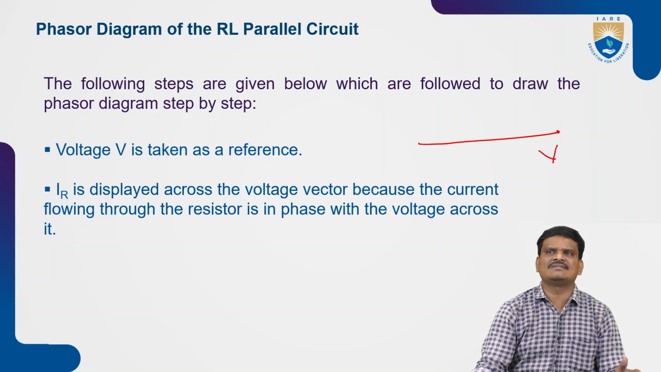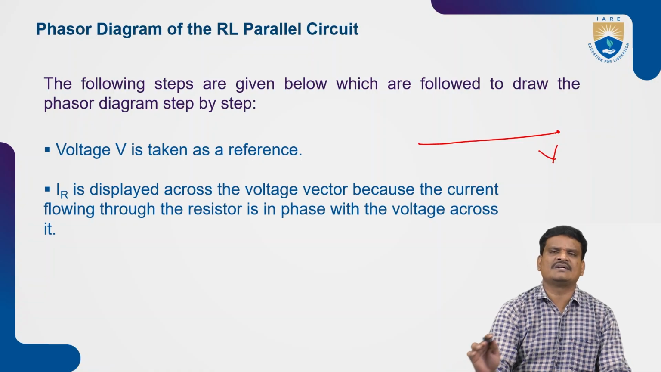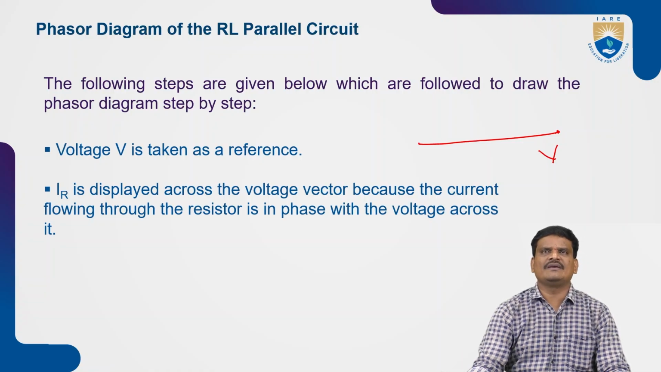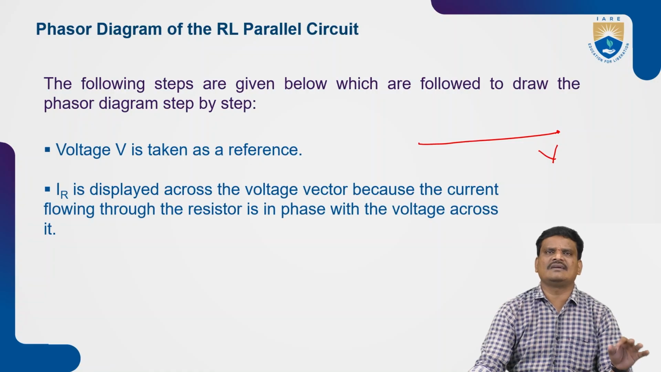As the voltage across each branch connected in the circuit is the same, I am taking voltage as a reference here. Now, depending upon the properties of the elements connected in a circuit, what are the elements? One is a resistor and another is an inductor. So what is the property of a resistor?